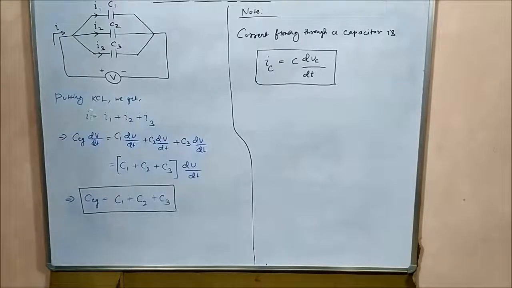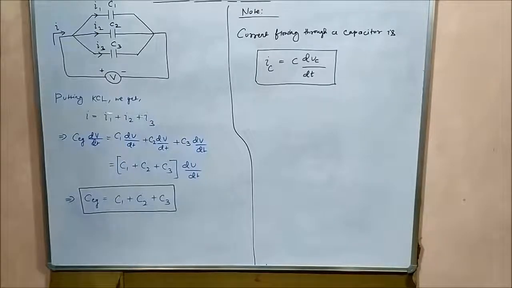So we can write the total circuit current I in terms of the total or equivalent capacitance. Let's say the equivalent capacitance is C equivalent, Ceq. So I is equal to Ceq dV by dt, where V is the applied voltage.